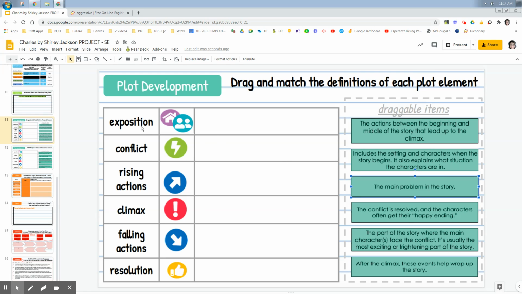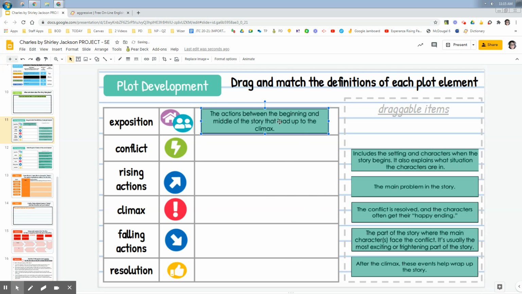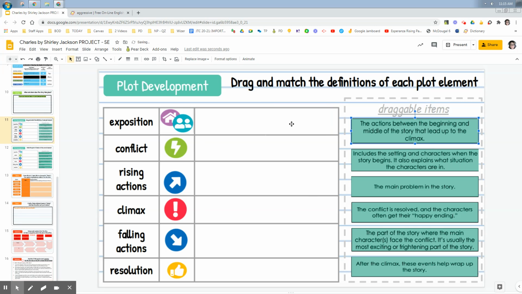So remember, exposition is at the beginning of the story. What are the two things that are introduced at the beginning of a story that are important? Then the conflict is something that must happen to even have a story. And then you will put them in order of the plot elements from exposition all the way to resolution. So if you think exposition is this first one, you'll drag it inside the box to show that you've matched exposition to that definition. So take the time to pause the video, do your slide 11, and once you are done, you'll unpause it and we'll get on to slide 12.